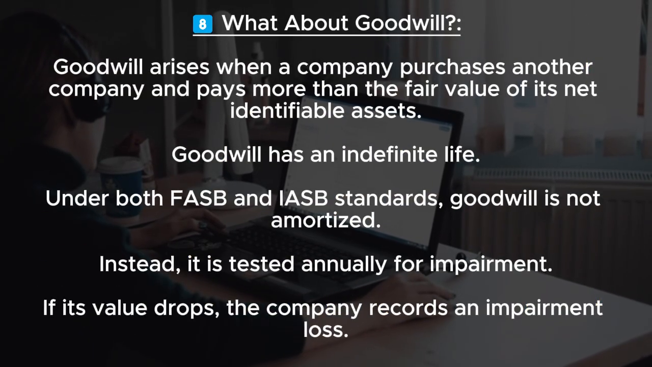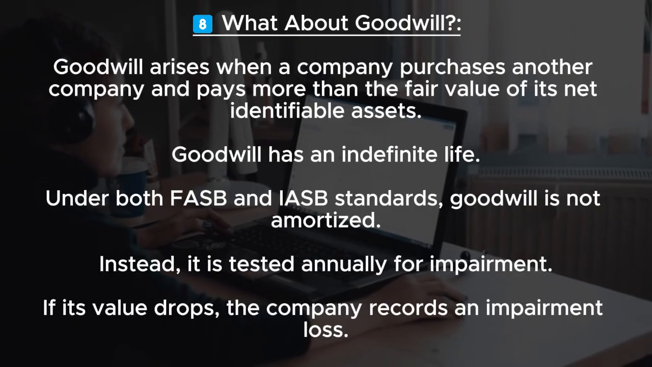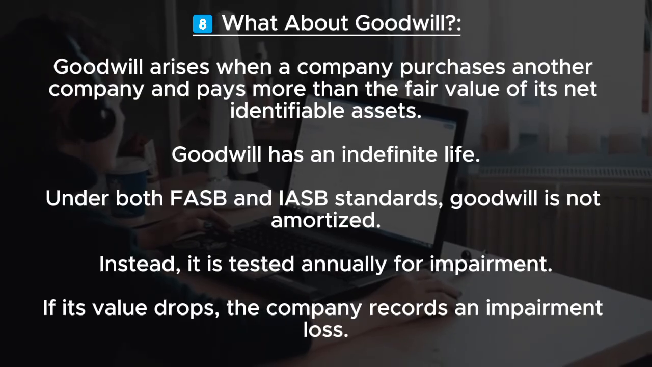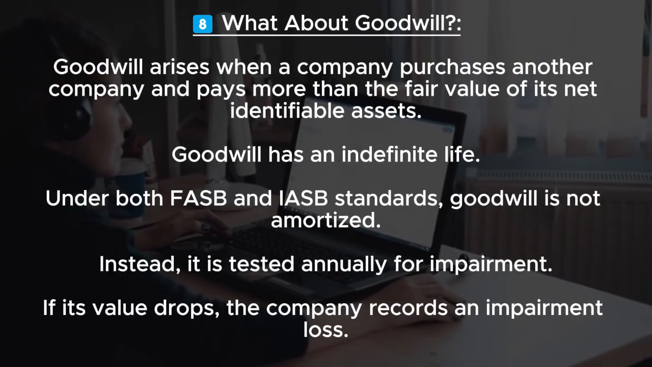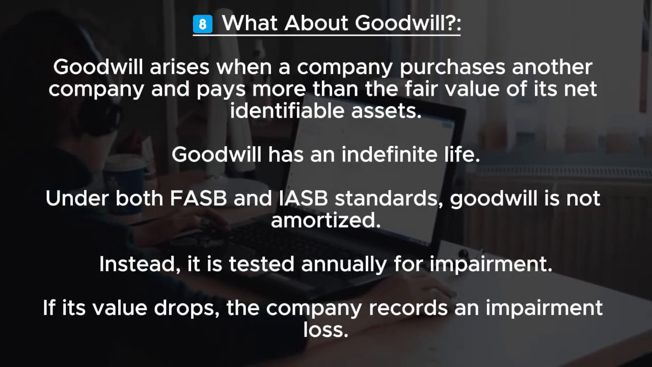8. What about goodwill? Let's briefly talk about goodwill. Goodwill arises when a company purchases another company and pays more than the fair value of its net identifiable assets. Goodwill has an indefinite life. Under both FASB and IASB standards, goodwill is not amortized. Instead, it is tested annually for impairment. If its value drops, the company records an impairment loss.